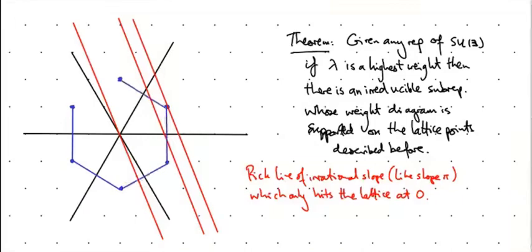Now, there's a unique place where it does this, because it's not parallel to any of the edges. If it were parallel to an edge, this red line would contain several integer points in our lattice, but it doesn't. It only contains the origin. So there's a unique point where it leaves the polygon. And so this is going to be our highest weight vector.